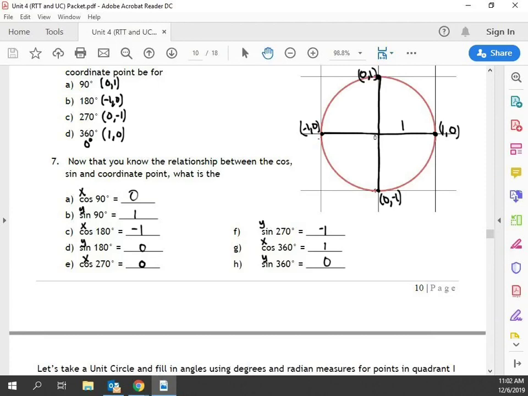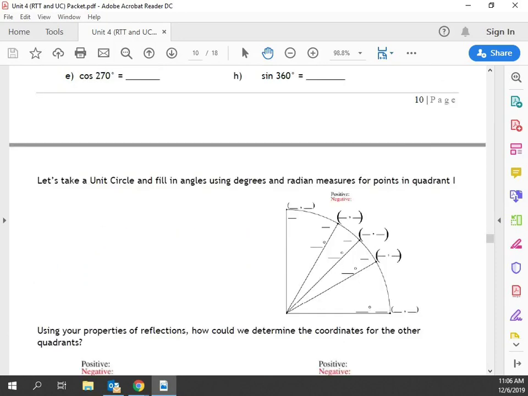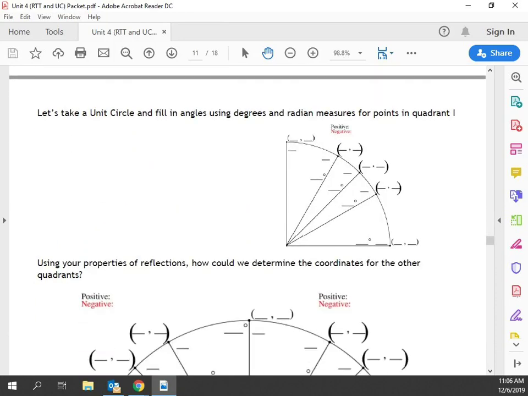Now, these are the easier ones because they're right on the axes. And all you're doing is saying, oh, what's the coordinate there? And we're good to go. And we have reference to look at. So let's go ahead and put this all together.